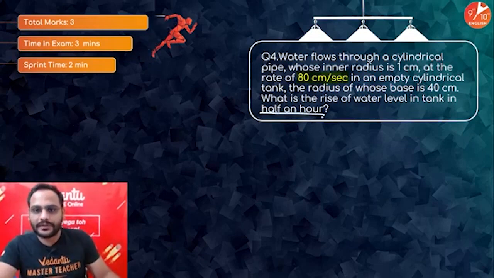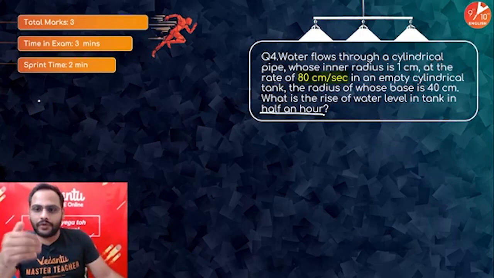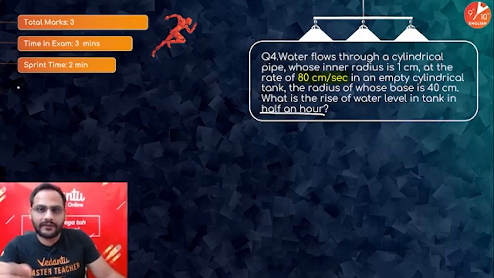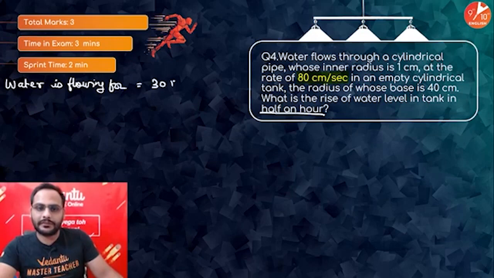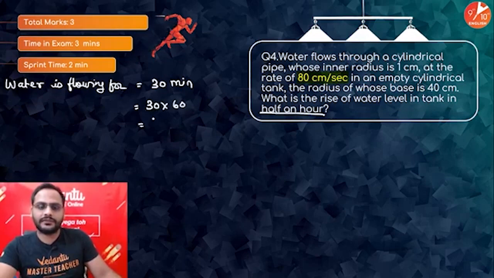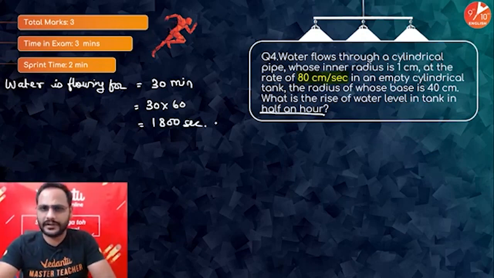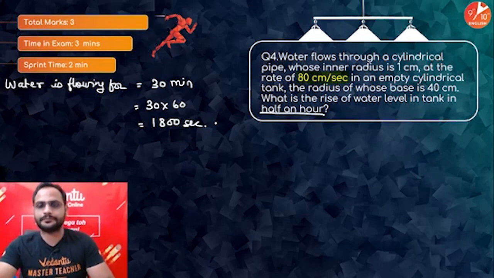Time will matter over here. So I can say water is flowing for half an hour. So in half an hour, how many seconds? Half an hour is 30 minutes. 30 minutes means how many seconds? So I can say 30 into 60, which is equal to 1800 seconds. Pretty easy, right? Half an hour means 1800 seconds. Correct, beta? Right?